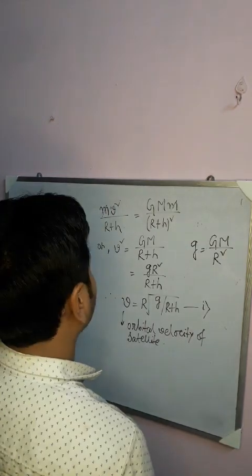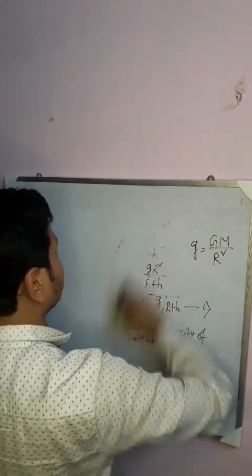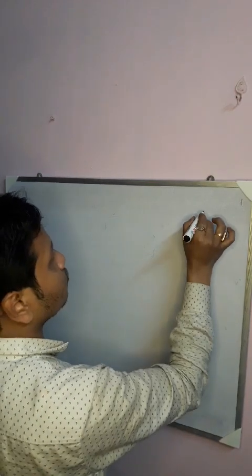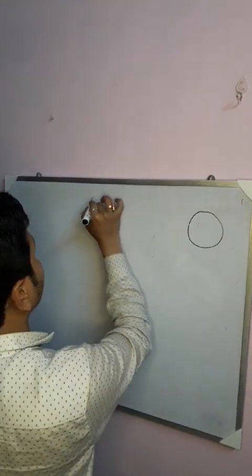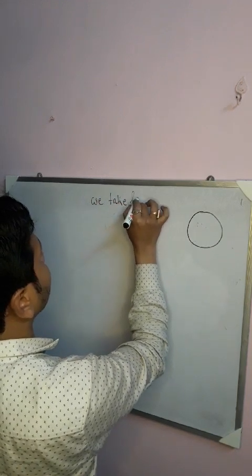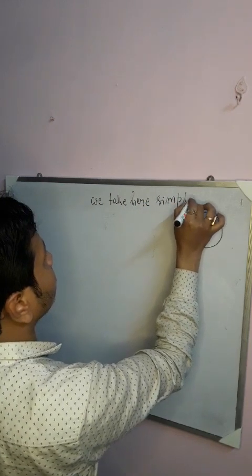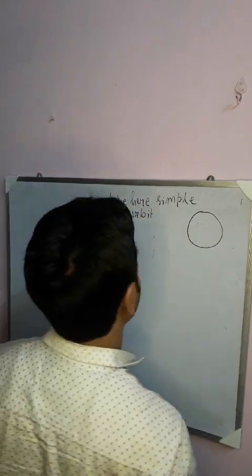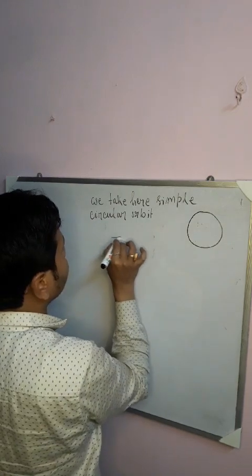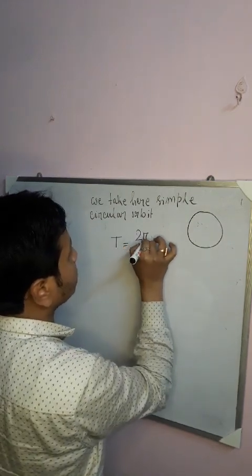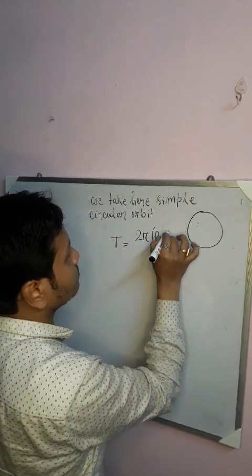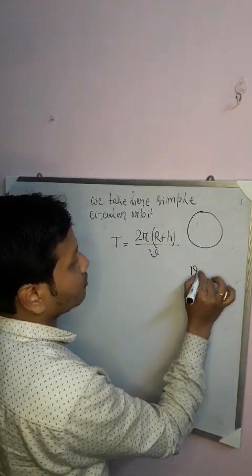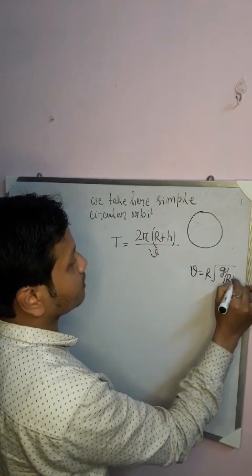Now our next task is to find out the time period of revolution. Since we consider a simple circular orbit, what would be the time period of revolution? That is 2 pi r by v. And what is r? R means actually the distance between the center of Earth and the satellite. And v we found, R root g by r plus h.